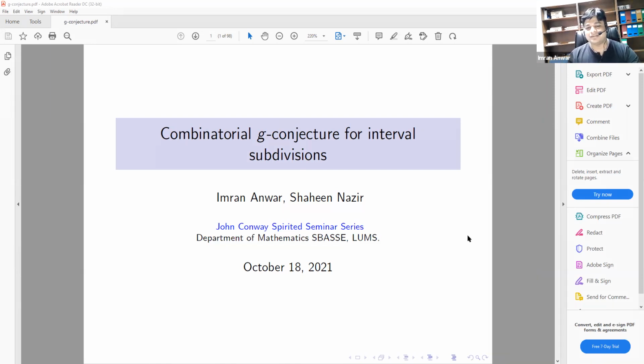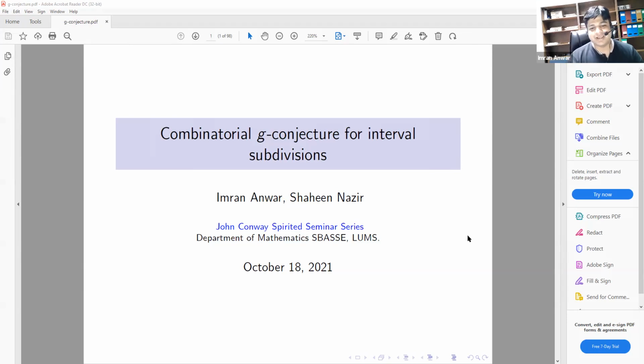So this is going to be something that initially I will describe the keywords, the background of the subject. And afterward, Shaheen will carry you to the statement of the G-conjecture, and she will describe the development in this particular problem and what we have accomplished. So there are two parts.